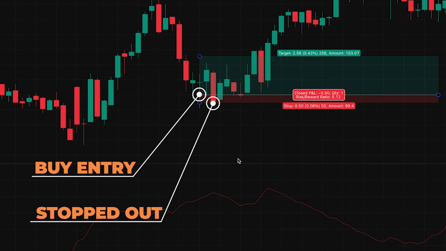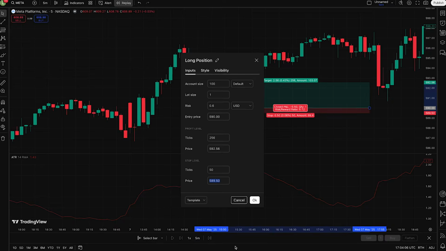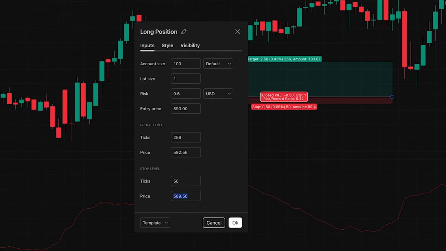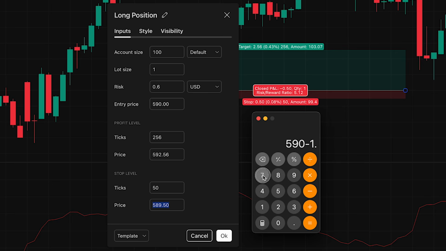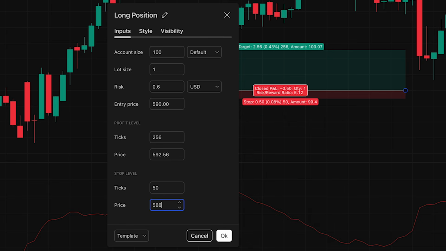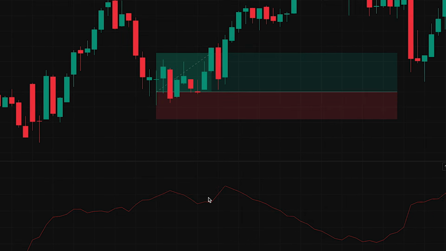So a smarter way to set your stop is to look at the current ATR value and use that number as your stop instead. So the current price is $590 and the current ATR is $1.78. So I'll minus 1.78 from 590, which gives us $588.22. And that's where I'll place the stop instead.